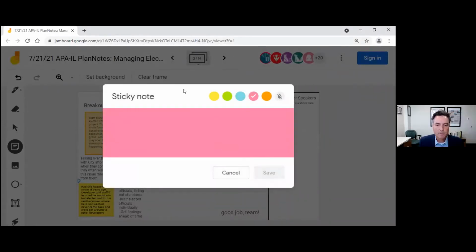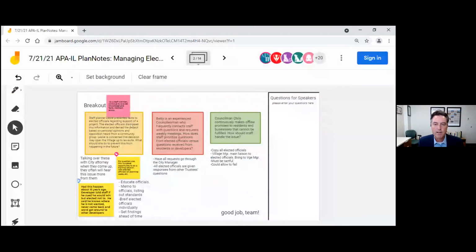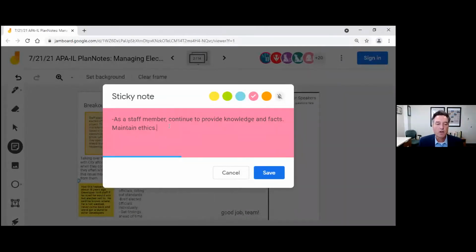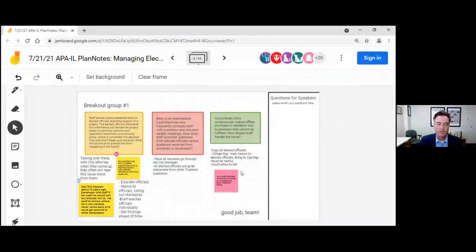Yeah, so this was a good one. Like with all the questions, I was looking for a little more background information. So again, the question is, Councilmember Chris continuously makes offline promises to residents and businesses that cannot be fulfilled. How should staff handle the issue? My first question to the question, which is, planners are great at asking questions to questions, I know that, is what kind of promises are we talking about?